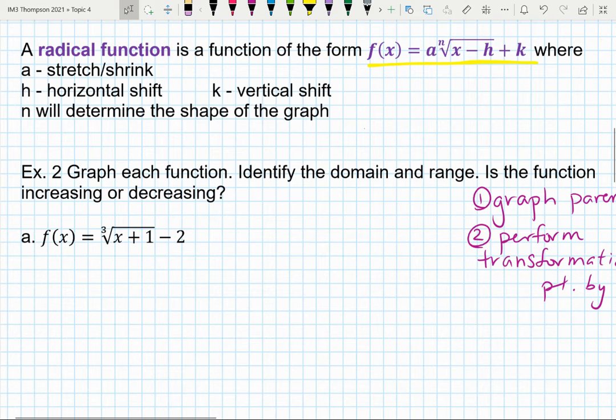And while the index can change, the value of n can change, it's not going to cause a transformation because it's going to cause a different graph. So n will determine the shape of the graph, which we saw above. If it's a square root, it has a starting point, it just goes up to the right. The cubed root, the domain is all real numbers.